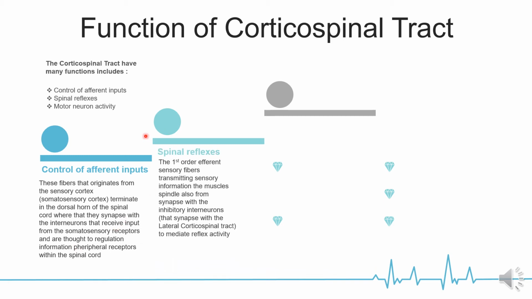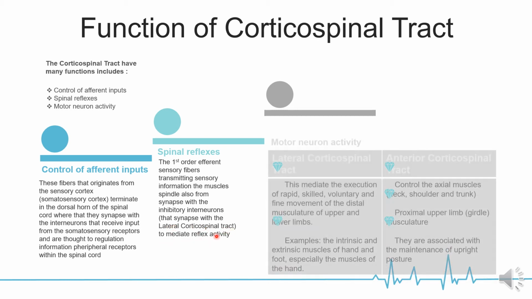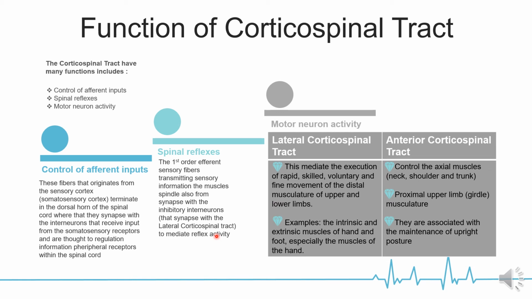Next is the spinal reflexes. The first order afferent sensory fibers transmitting sensory information from the muscle spindle also synapse with the inhibitory interneurons, okay, which synapse with the lateral corticospinal tract to mediate reflex activity. So lastly, the function is for motor neuron activity.